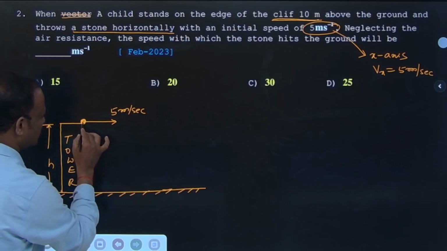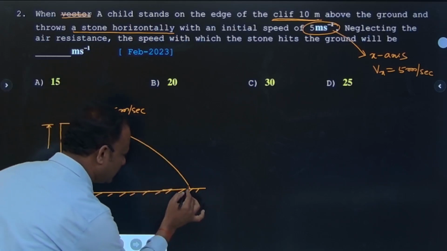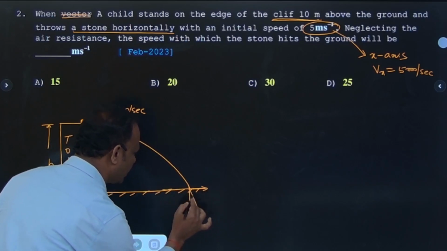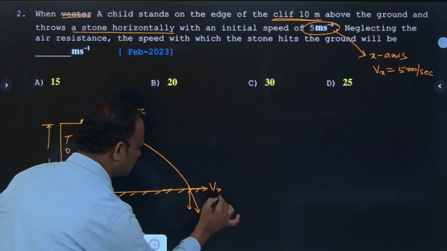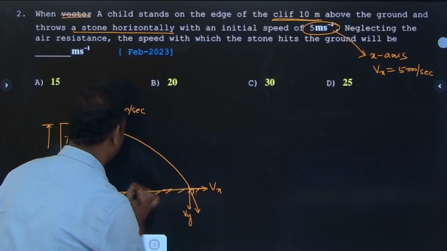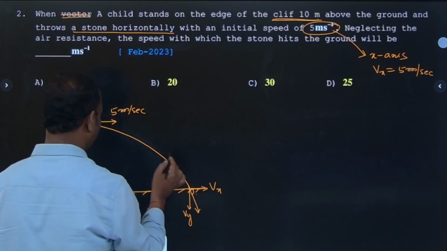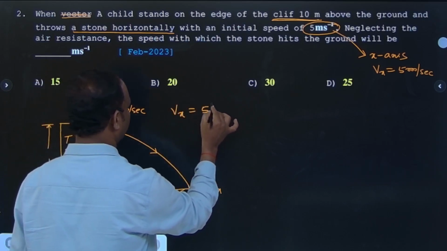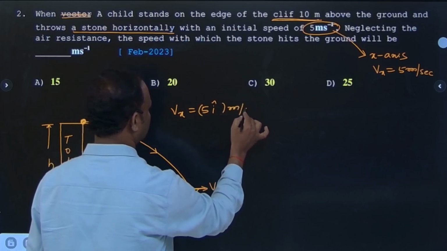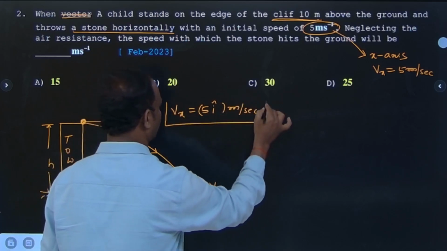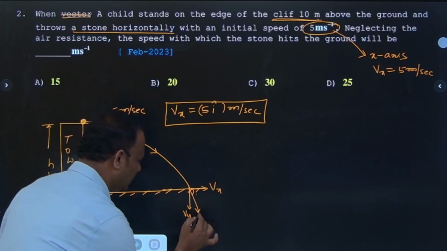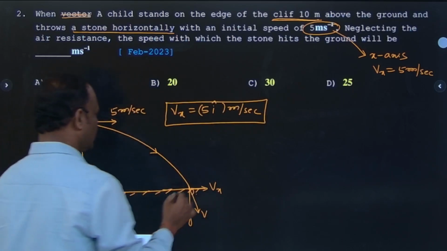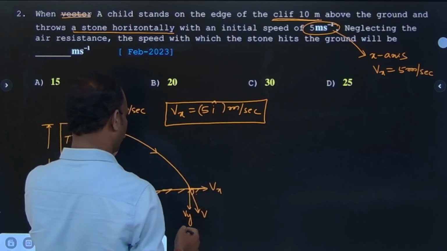Now it reaches the ground. At this point the velocity direction is like this, resolved into two components: Vx and Vy. Horizontally, Vx is equal to 5 i cap meter per second, along the x-axis. But I need to get the total V. V bar is equal to Vx i cap plus Vy j cap. Along the x-axis, Vx is equal to 5 meter per second.